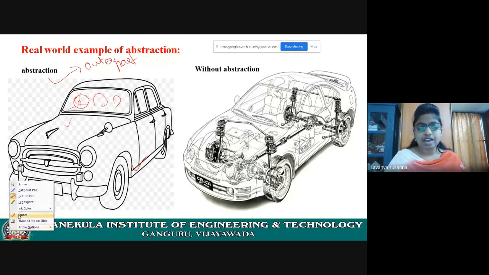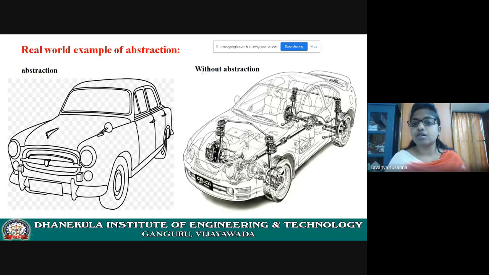See here, a car without abstraction. If there is no abstraction, all the inner details, all the implementation details and inner parts, are visible. See how the car looks without abstraction. See the diagram, how the car is looking. It is very complex, right? You can see all the inner parts and the implementation of these parts. So abstraction helps you reduce the complexity so that it will be very simple. Without abstraction, the car is very complex, right?